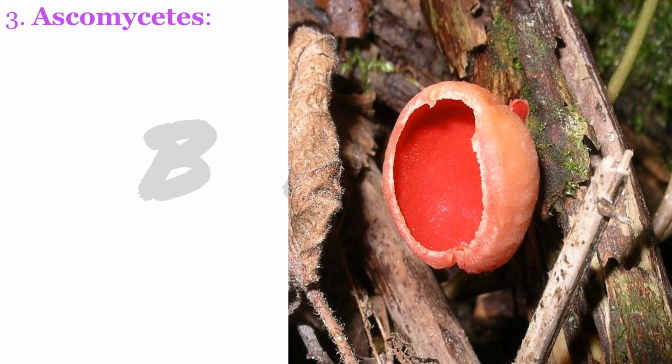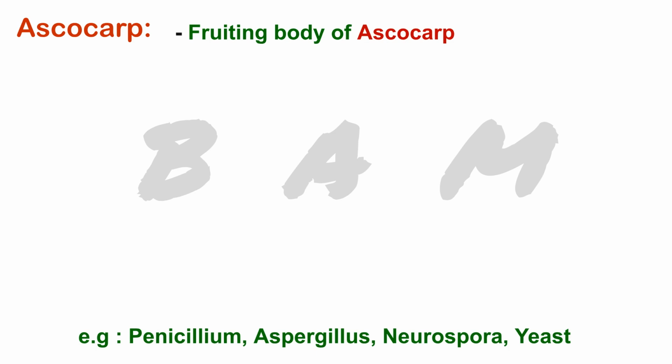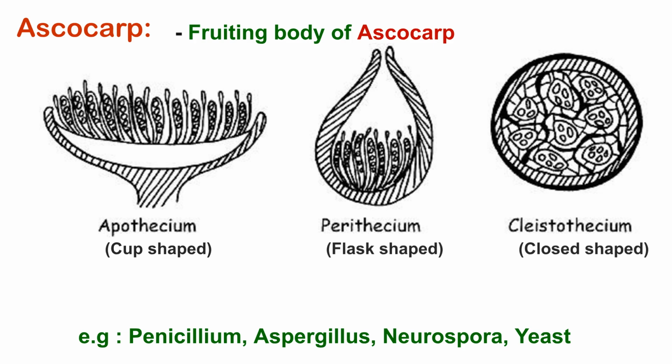The third class of fungi is Ascomycetes, also known as sac fungi. Their hyphae are septate and multinucleate. Asexual reproduction occurs through exogenously produced conidia, while sexual reproduction is by gametangial contact, leading to the formation of the ascus. The ascocarp is the fruiting body of Ascomycetes. Examples include Penicillium, Aspergillus, Neurospora, and yeast. Ascocarps can be cup-shaped, flask-shaped, or closed.